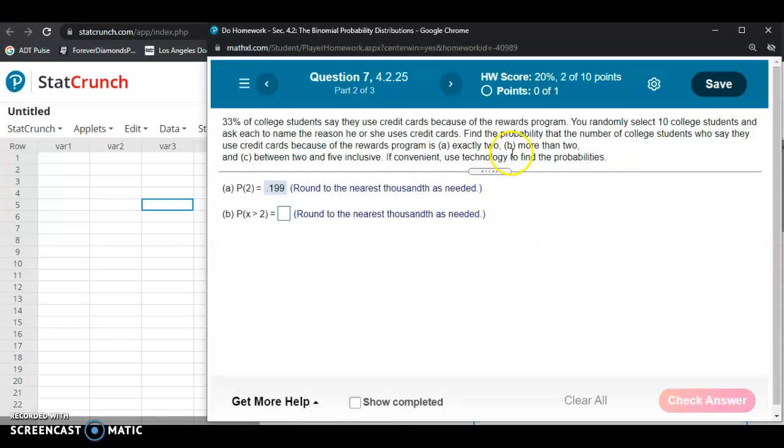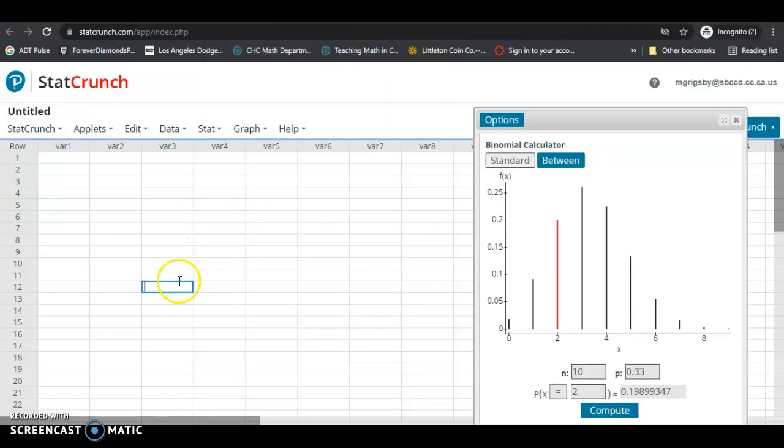Okay, so in part B, we're finding the probability that more than 2 use credit cards because of the rewards program. Okay, so it kind of tells you what you're going to enter. Right, so x greater than 2. Click compute. So you can see in the graph that the bars highlighted in red represent the outcomes where x is greater than 2. So that means 3, 4, 5, 6, all the way up to 10. Okay, so those probabilities are 0.62, 0.692, but to round it properly, that 2 gets rounded up to 3, so 0.693 would be the answer.